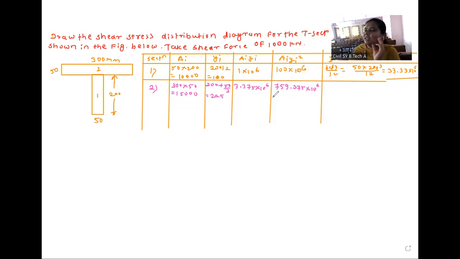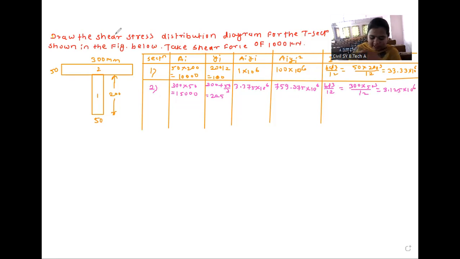Again, this particular section is rectangular, so bd cube by 12, which is equal to width 300 into depth 50 cube divided by 12, which is equal to 3.125 into 10 raised to 6.